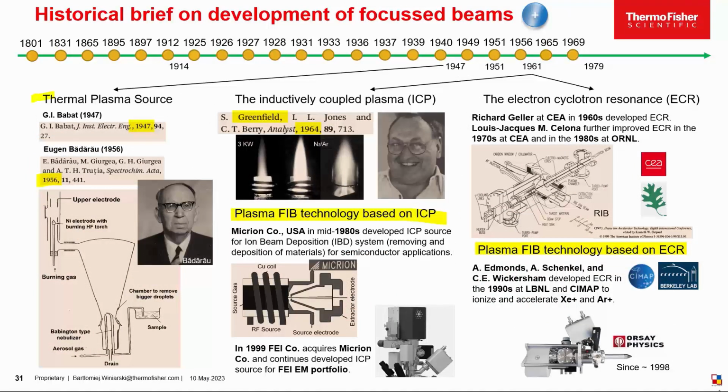Next, we have thermal plasma sources. The early work in this area was published in 1947 by Babat and Badarau in 1965. The inductively coupled plasma, or ICP, source was researched in the 1960s by Greenfield. Plasma FIB technology based on the ICP source dates back to the 1980s.